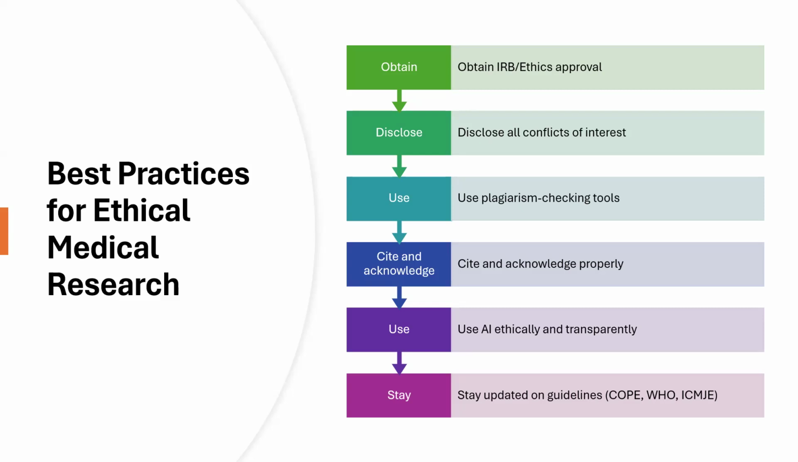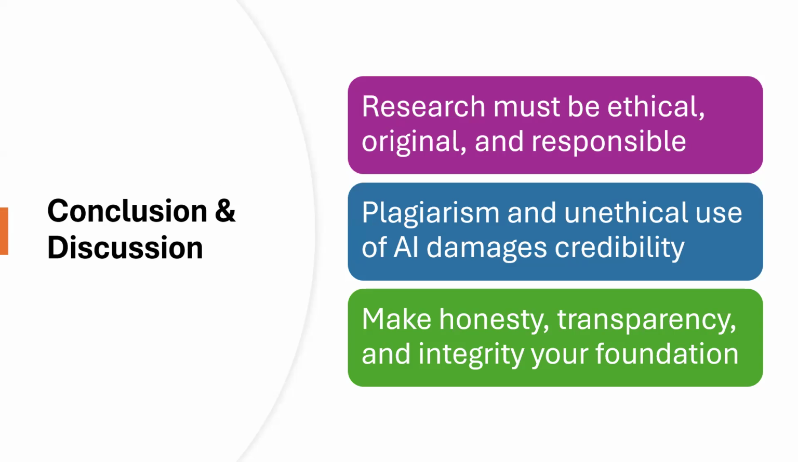You have to use AI ethically and transparently, and stay updated on the guidelines. You can use COPE, WHO, or ICMJE guidelines for your research and follow them for plagiarism, AI, and all these details. So the conclusion of today's lecture is that research must be ethical, original, and responsible. Plagiarism and unethical use of AI will damage credibility, so make honesty, transparency, and integrity your foundation, and work with honesty, transparency, and integrity.